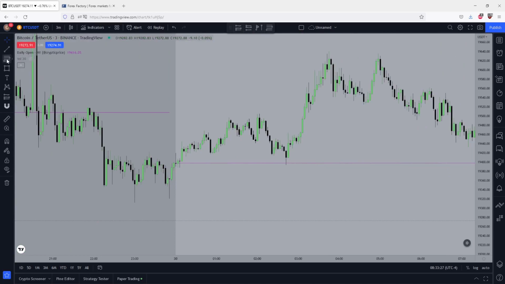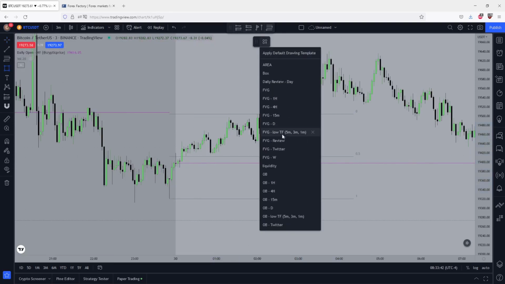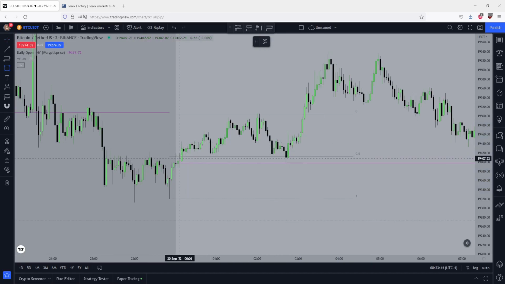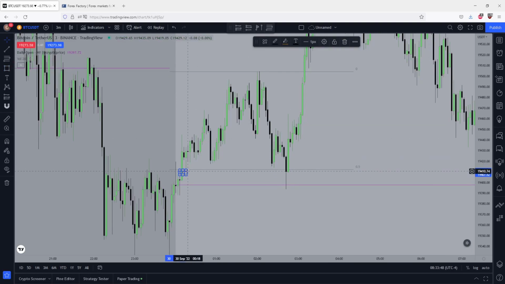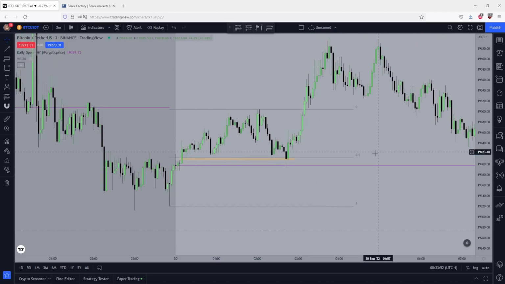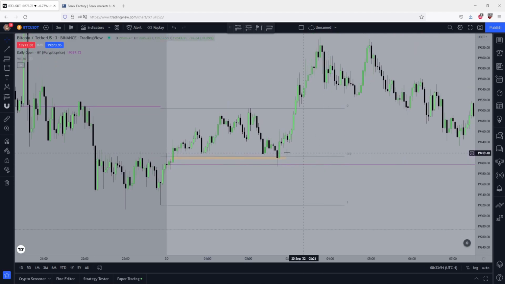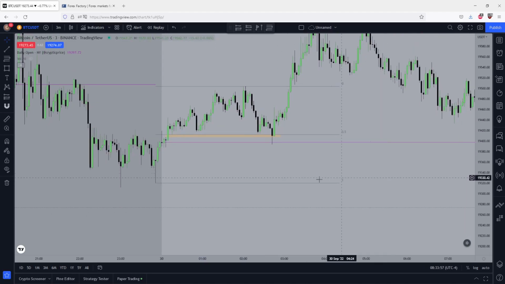So what we have right here, from this low up to this high, as you can see, it took quite a while, like a curve, and then it came back down in here. There's a fair value gap right here. So let me draw that out. There is a fair value gap right here. And I am able to draw it out. And it's just below the 0.5 level, so it's in a discount.